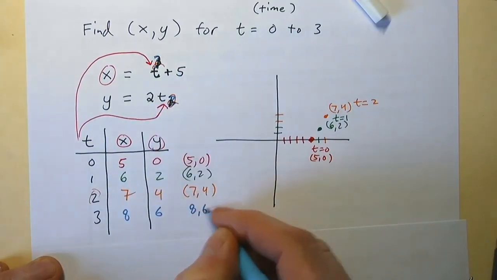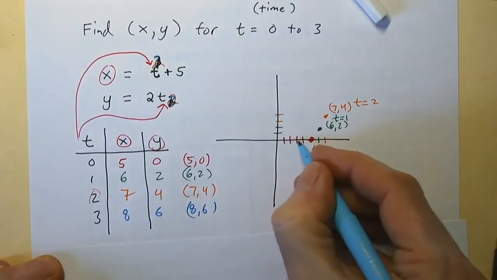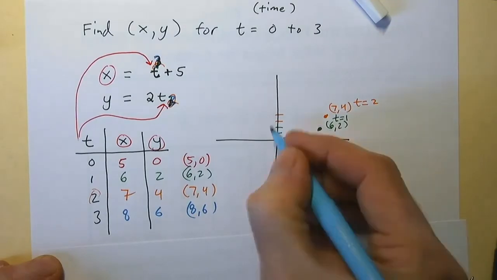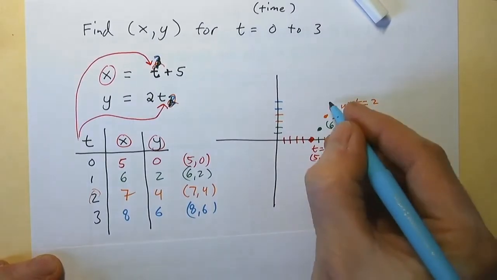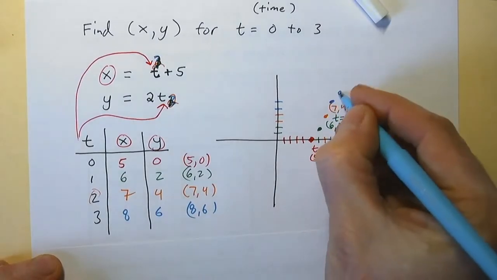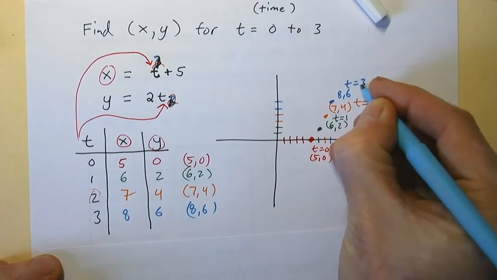We have the point 8, 6. 1, 2, 3, 4, 5, 6, 7, 8. 1, 2, 3, 4, 5, 6. 8, 6 is like right there. 8, 6, that's when time is 3.